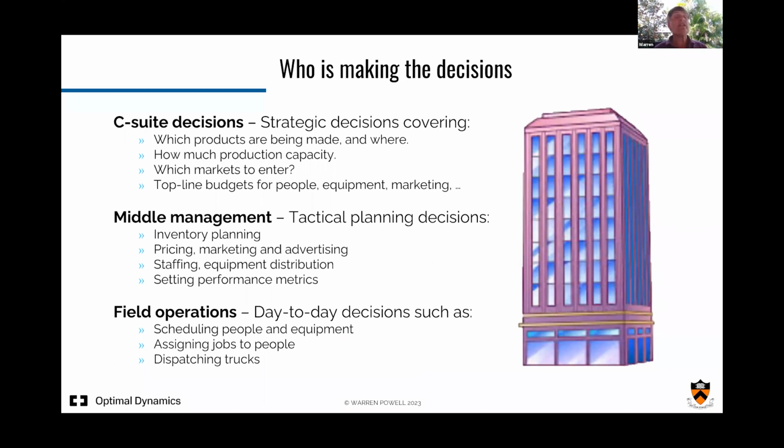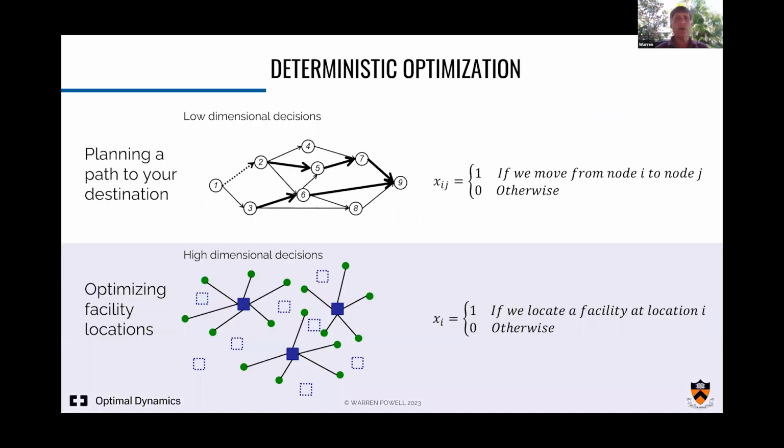Now, these could be made at any level in the organization. And my only point here is I'm not restricting my scope of decisions. As far as I'm concerned, any type of decision made over any time frame, made anywhere in the organization, is fair game for sequential decision problems.